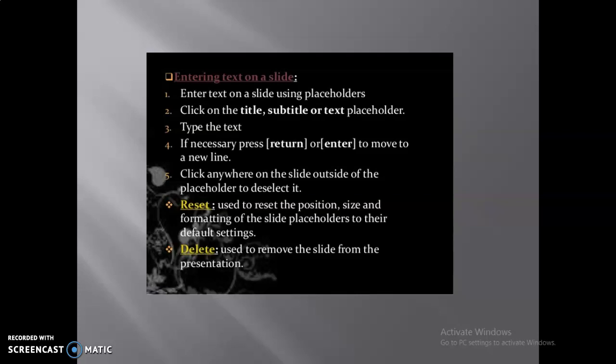Click on the title, subtitle, and placeholder. Type the text. If necessary, press Enter to move to a new line. Then click anywhere on the slide outside of the placeholder to deselect it.